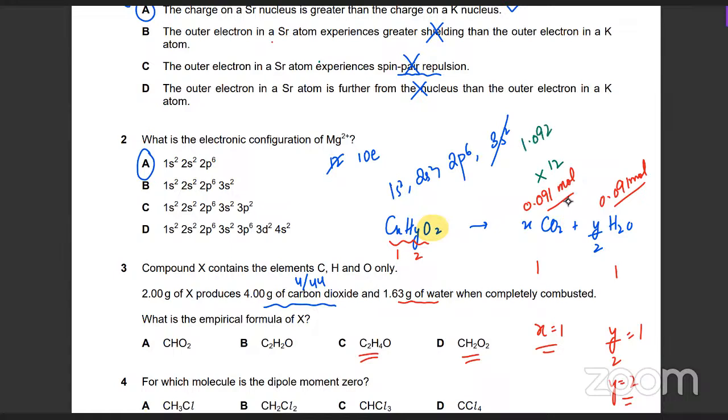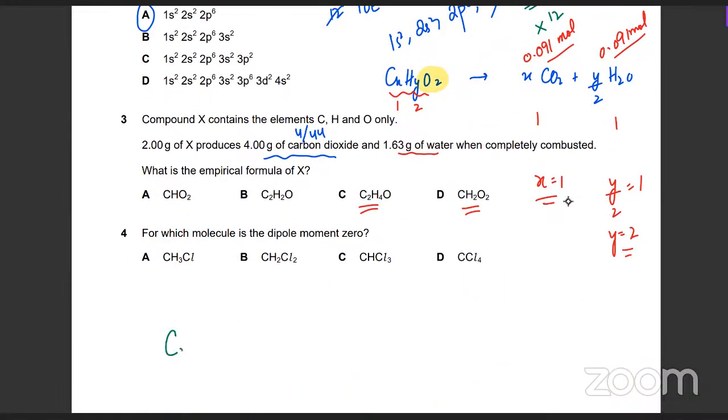But sir, for combustion analysis we did an equation where CXHY plus (X plus Y over 4) O2 gives X CO2 and Y/2 H2O. Why can't we use that? Okay, the problem in that is that the formula actually has an oxygen as well. So that kind of messes this up.